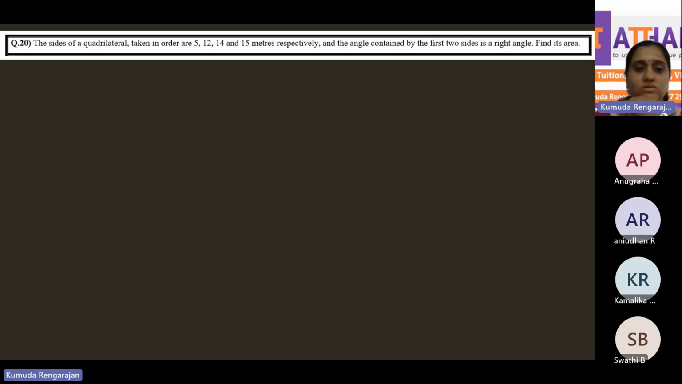Is this a different one or the same one? Yeah, do this. Similar question. See, again, angle contained by the first two sides only here also. Do it slowly. There is no hurry. Do it slowly and correctly.